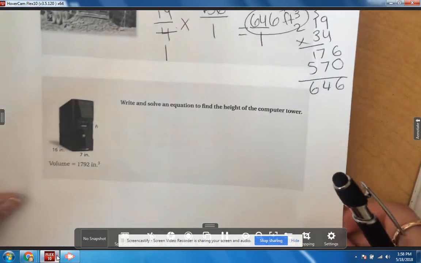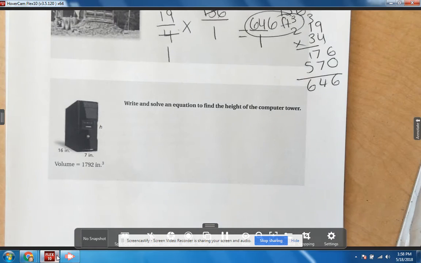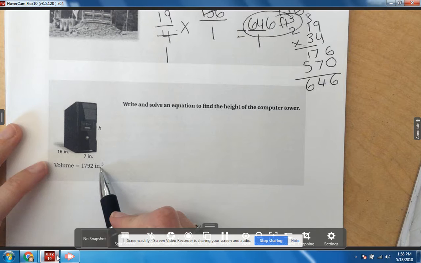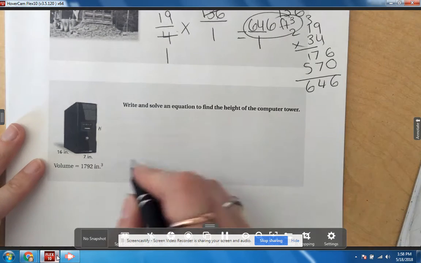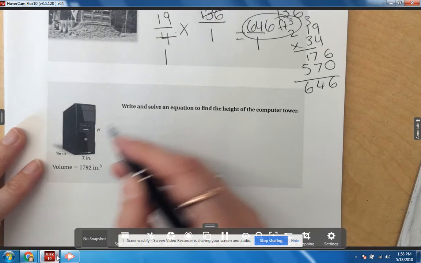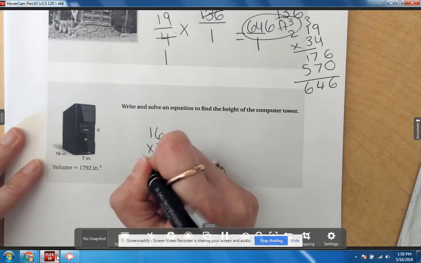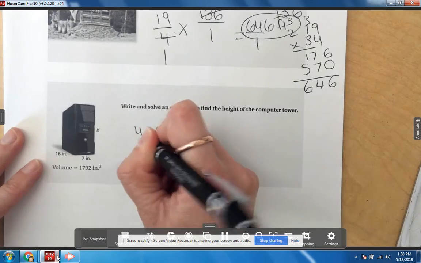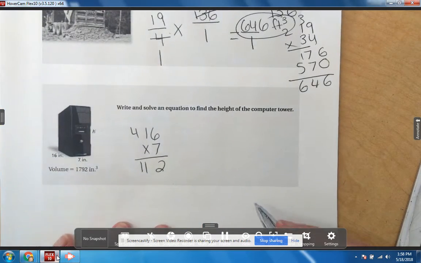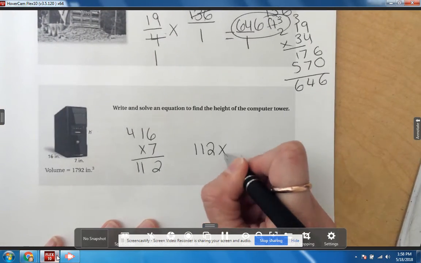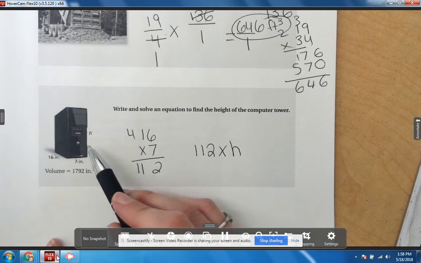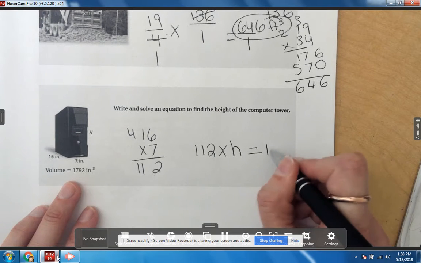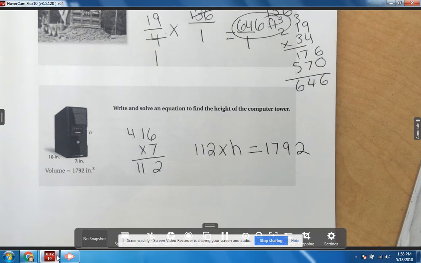Okay. Down here, it says write and solve an equation to find the height of the computer tower. All right, so let's try one of these. This is the one that we were doing before on the notes. So we have the length, we have the width, we don't have the height. So to find the volume, you multiply length times width times height. So I'm going to multiply what we do have, which is 16 times 7. So I get 112. So what this means is 112 times the height, because it's this times this times this. So 112 times the height has to give me the volume, which they're telling us is 1,792.